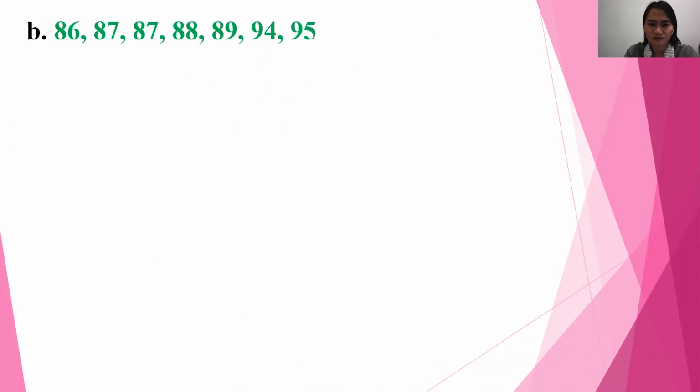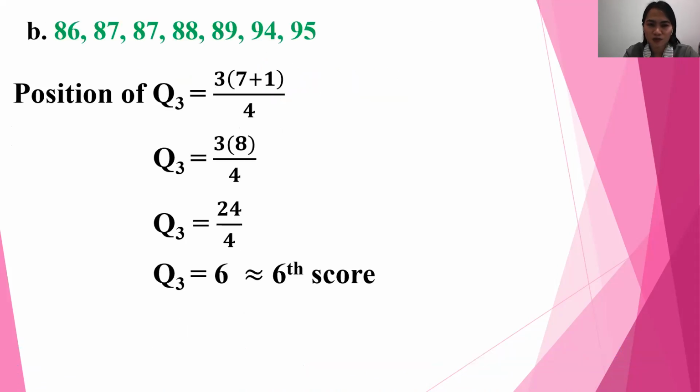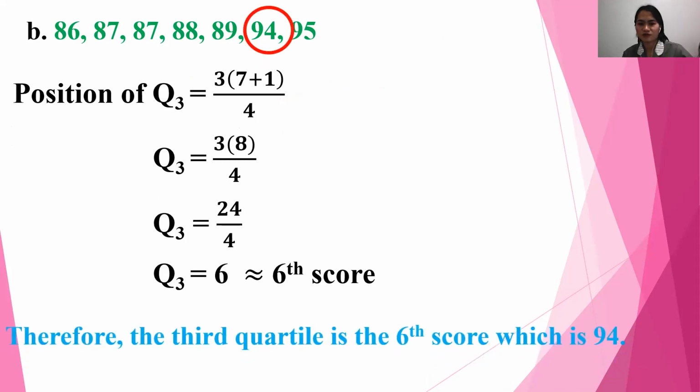Next, letter D. We will get the third quartile. The value of k is 3 and the value of n is 7. So we get 6, or the sixth score. What is the sixth score in the data distribution? Very good. The third quartile is the sixth score, which is 94. Did you get the same answer?